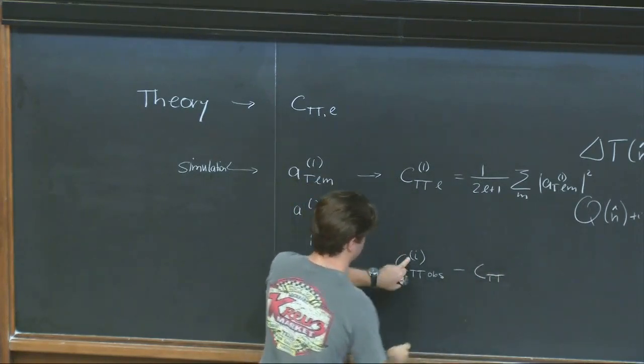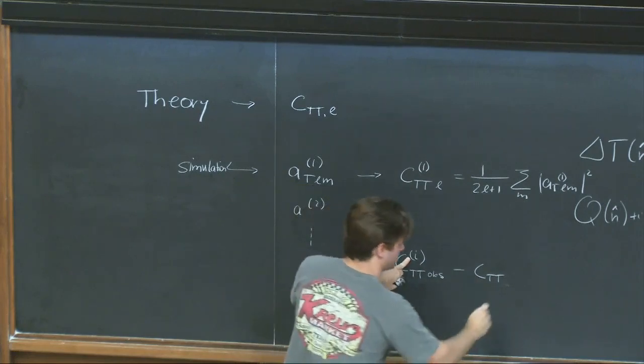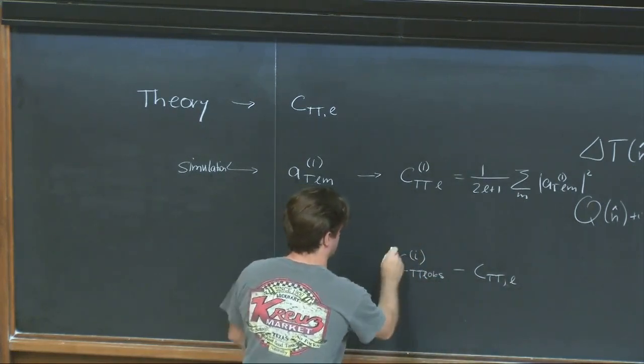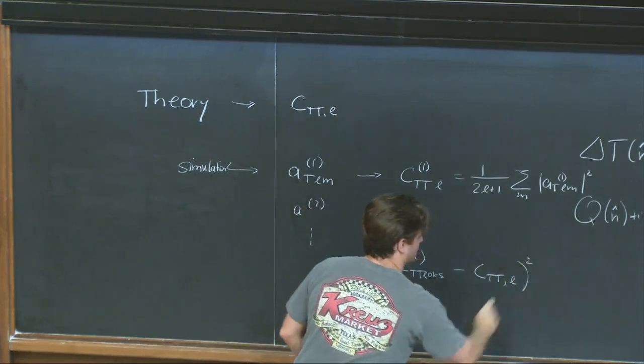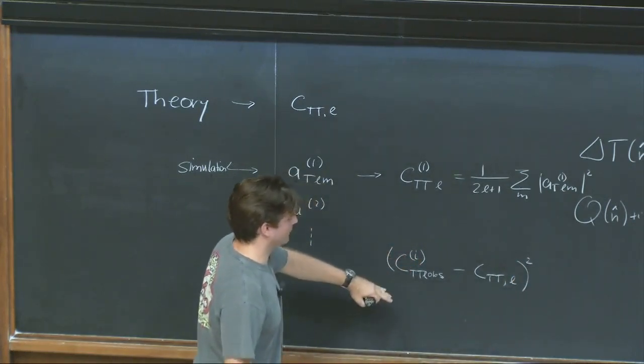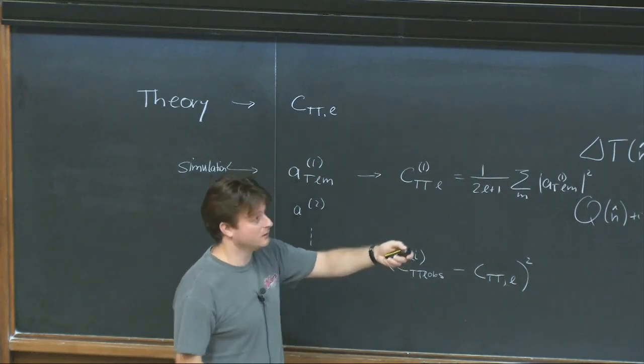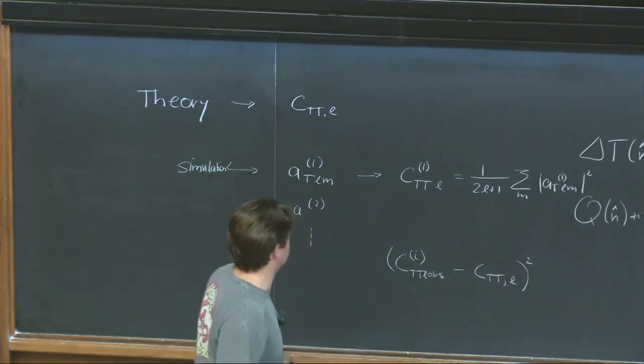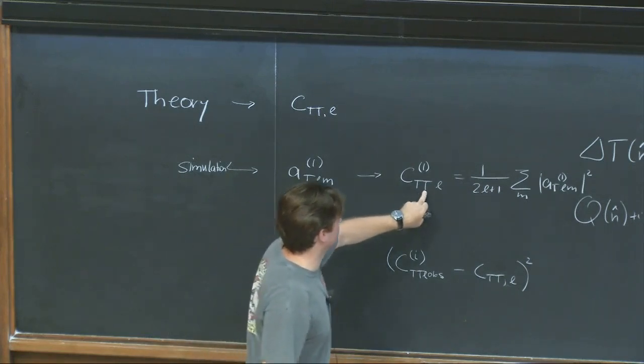So there's some departure of the one you measured in your simulation from the true underlying power spectrum, and I'm saying you square this and then average this over the simulations, and then you should find this kind of quantity. And it's something you can show fairly easily analytically, actually.